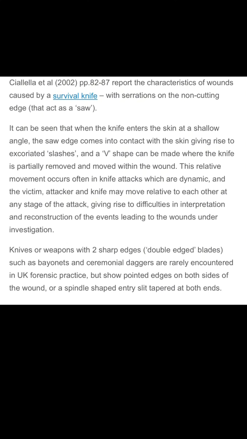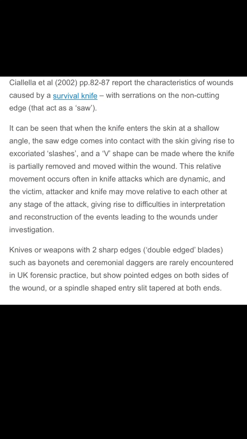Now, this section talks about when the knife enters the skin at a shallow angle, the saw edge comes into contact with the skin, giving rise to excoriated slashes, and a V shape can be made where the knife is partially removed and moved within the wound. This relative movement occurs often in knife attacks, which are dynamic, and the victim and the attacker and the knife may move relative to each other at any stage of the attack, giving rise to difficulties in interpretation and reconstruction of the events leading to the wounds under investigation. So I thought that was interesting also.